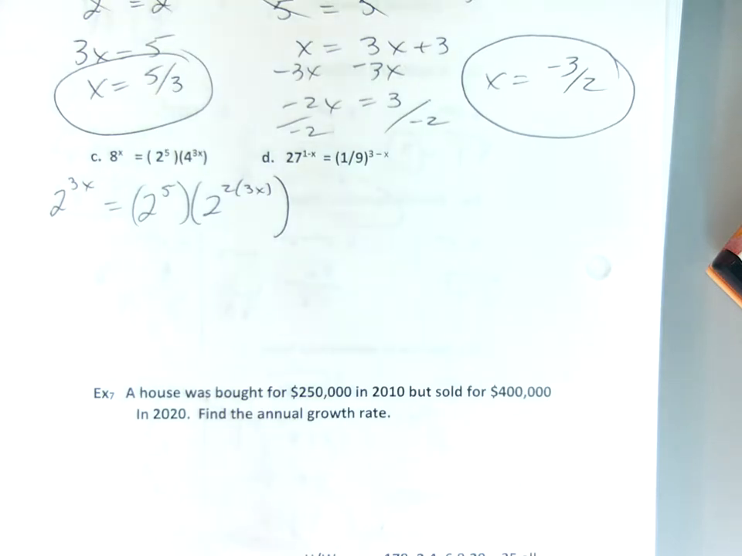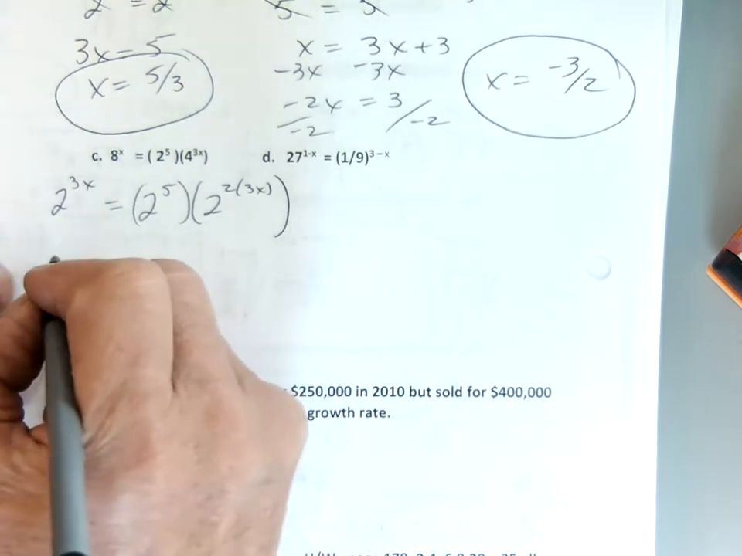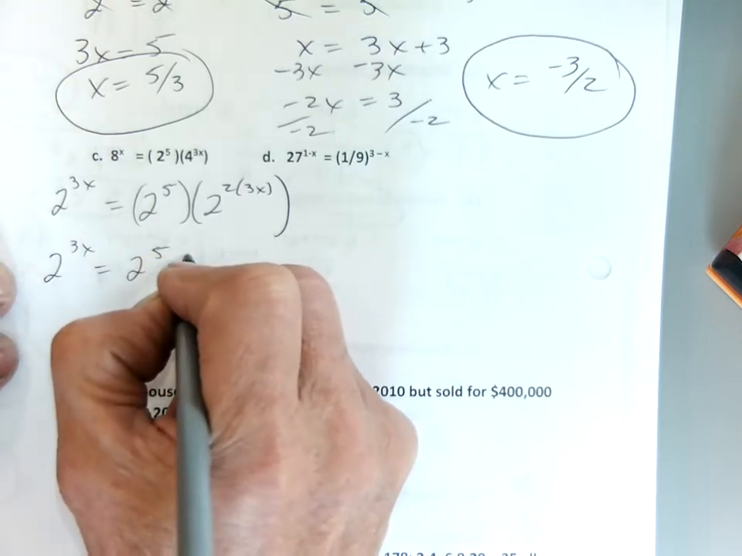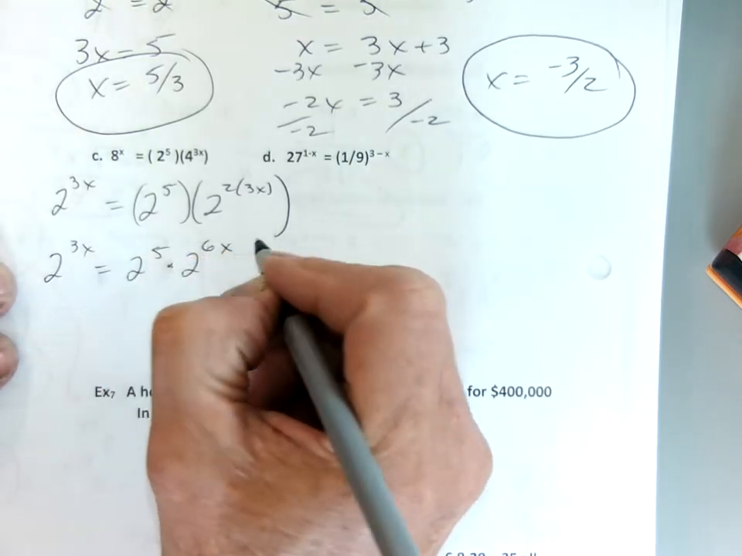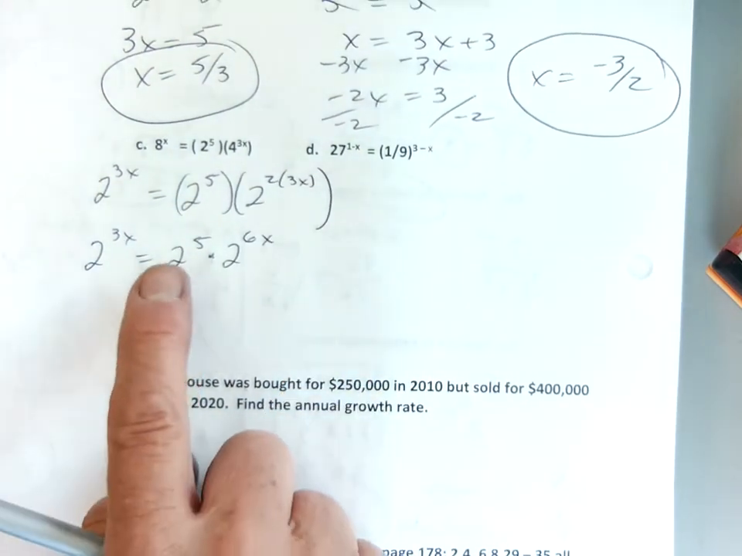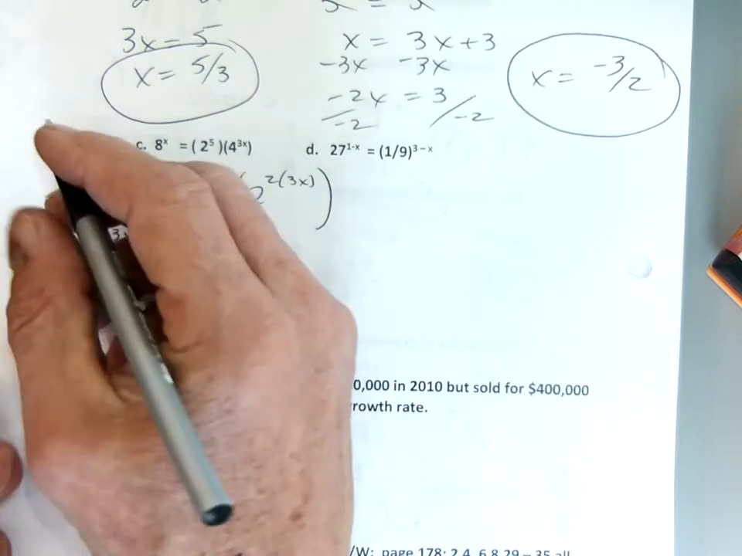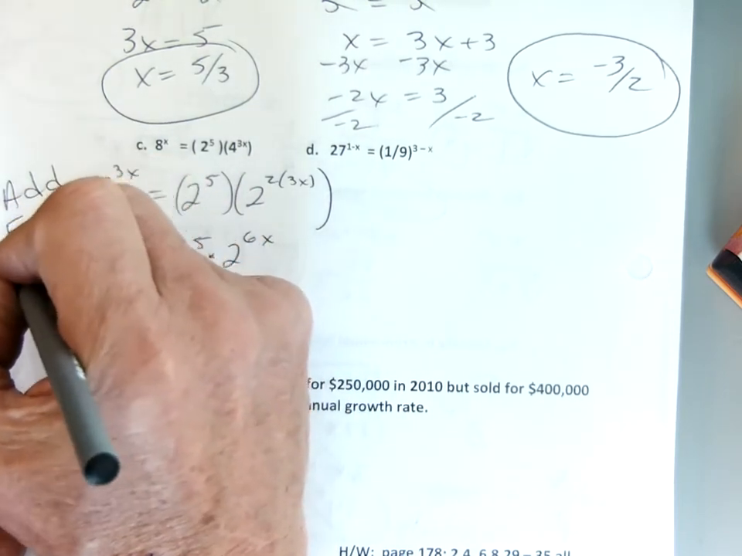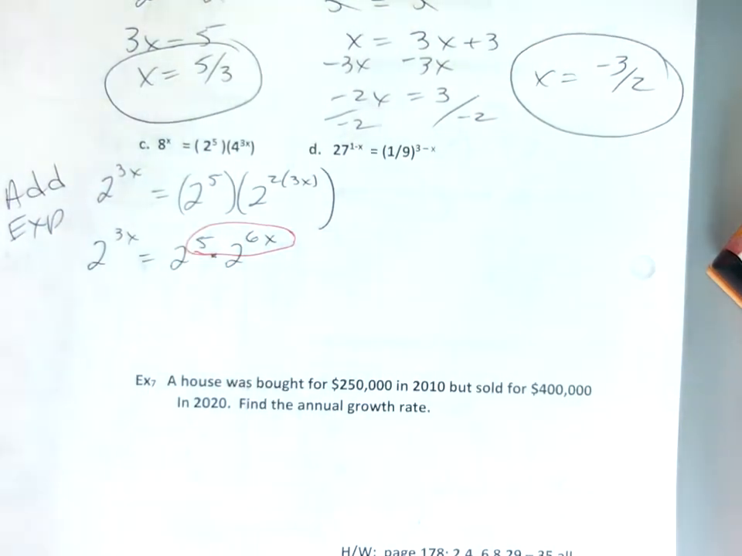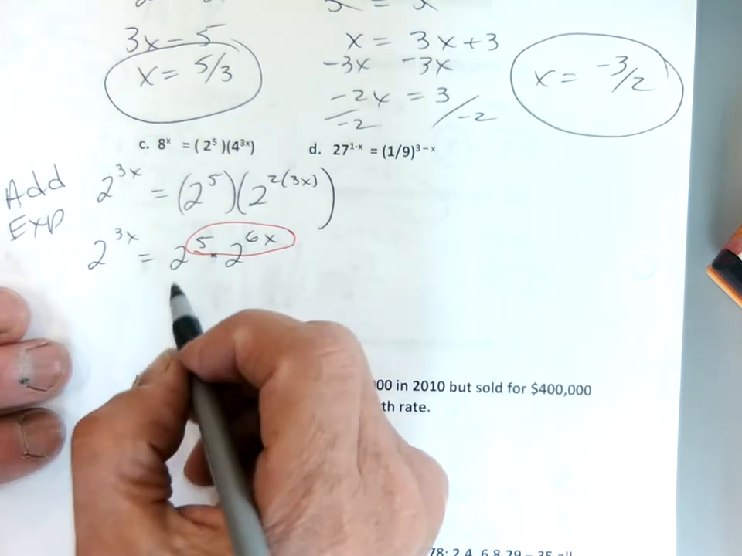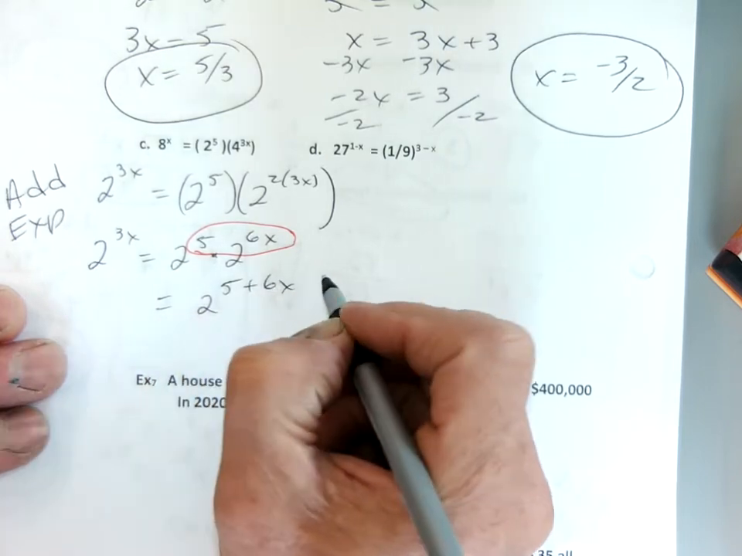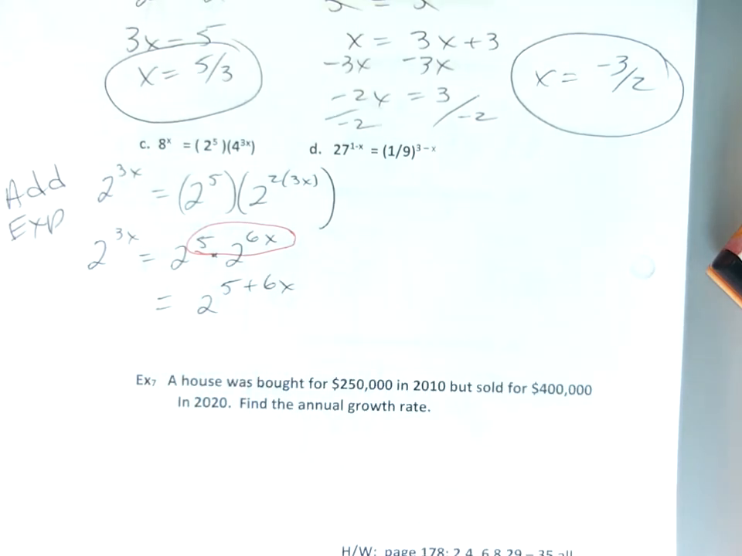Right. Now, this is 2 to the 3x equals 2 to the 5th times 2 to the 6x. This is where you have to put on your thinking cap. When you multiply bases, you add exponents. I have to add these two exponents to make it 2 to something. This is going to look weird, but this is exactly what it is. This is 2 to the 5 plus 6x, because I added my exponents, okay?